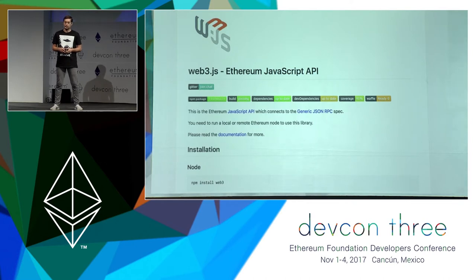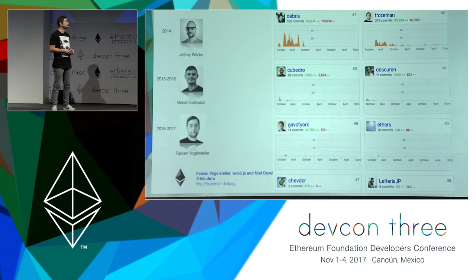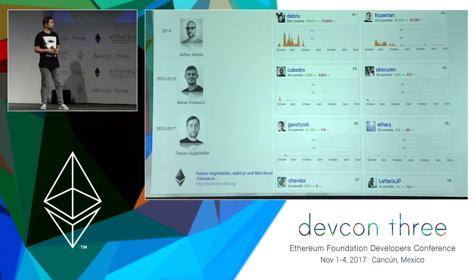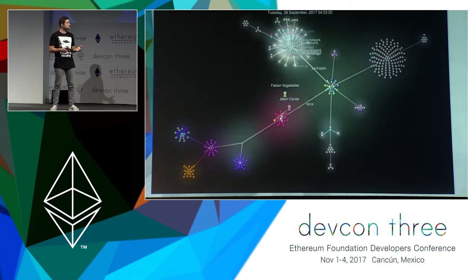Working for 2 years on it, and it grew over time, I found it very necessary to do an overhaul, so to say. It was initially created by Jeffrey Wilke, the Go Ethereum founder and core developer, and Marek Kotovic worked on it later. I joined in 2015, and have worked on it since then, and we also have a lot of contributors. There's a lot more than on this list here. So it started out in 2015, grew quite a lot, and now is restructured a lot in the 1.0 refactor.